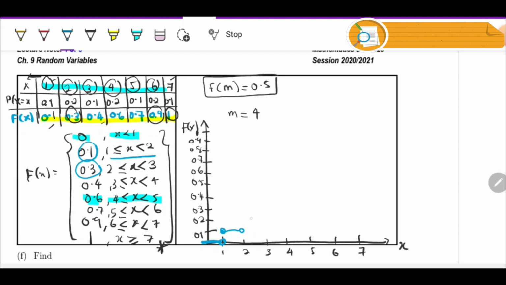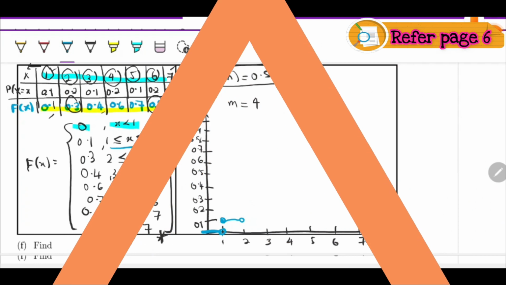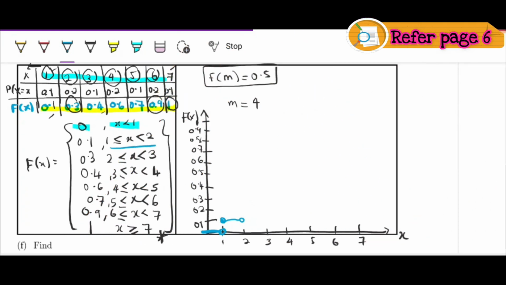Fx is 0.3 for the interval 2 to 3. When Fx is 0.3, the interval is from 2 to 3. So then a circle for 2 and an empty circle for 3. On the interval 3 to 4, Fx is equal to 0.4. Then a circle for 3 and an empty circle for 4.